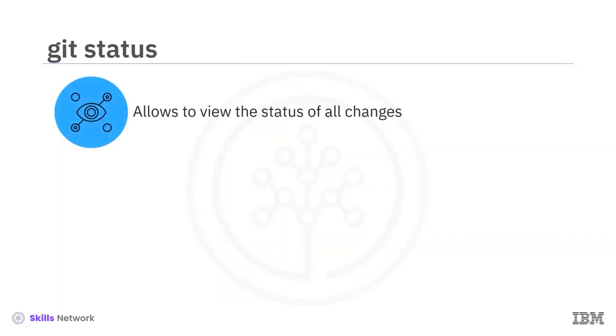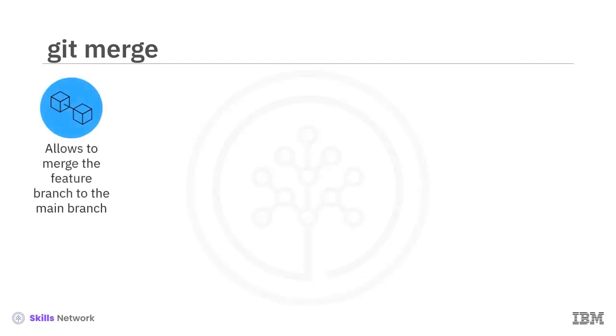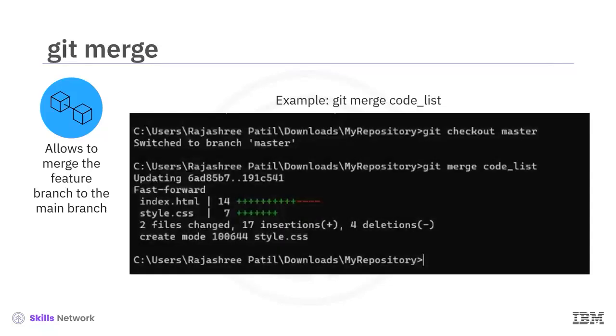To see the status of all the changes you made in your Git working directory, let's run the git status command. This command provides information about the state of your files in relation to the repository. Finally, git merge lets you put everything back together again and merge the feature branch with the main branch. In this example, we will use the git checkout command to navigate to the main branch first.